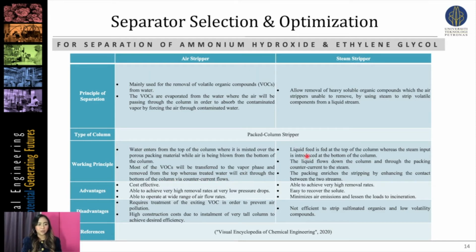For the steam stripper, liquid feed is fed at the top of the column, whereas the steam input is introduced at the bottom of the column. The liquid flows down the column and through the packing countercurrent to the steam. The packing enhances the stripping by improving the contact between the two streams. Generally, a stripper is mainly used to remove volatile organic compounds, but it can also be used for the removal of volatile organic or inorganic contaminants such as organic solvents, hydrocarbons, as well as ammonia.